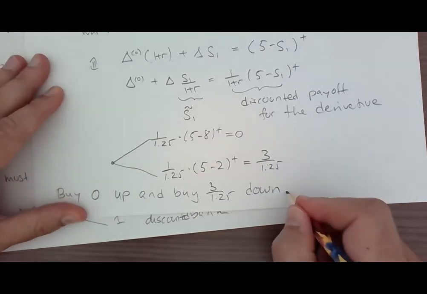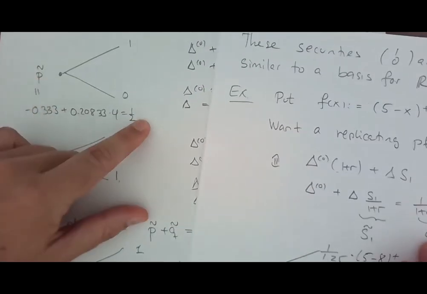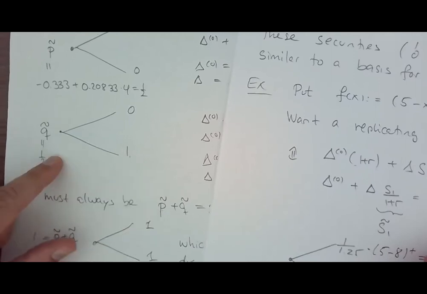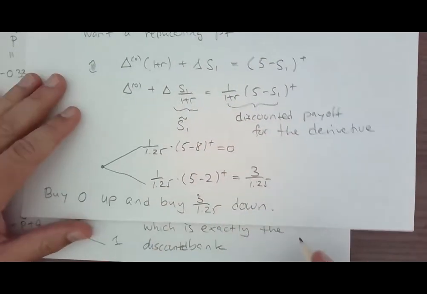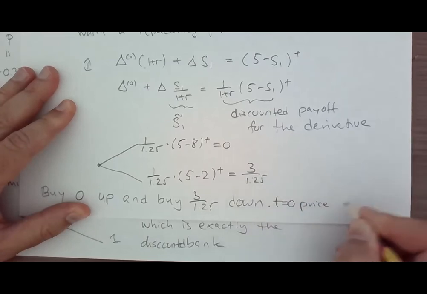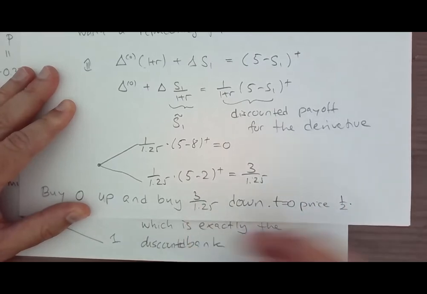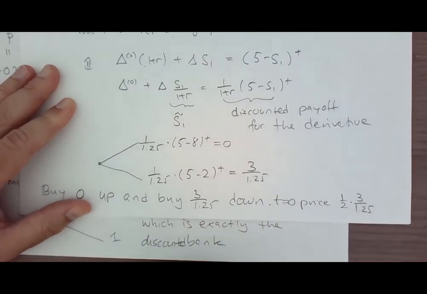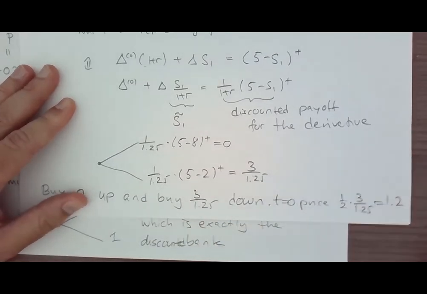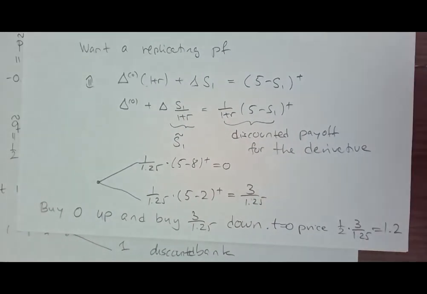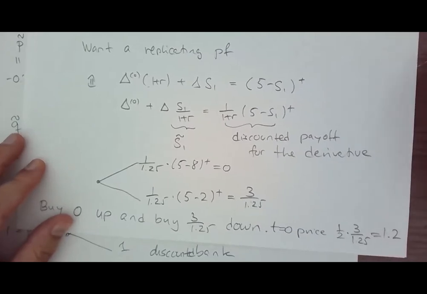Well, this is going to cost me, I don't buy any ups. The up ones had a price of a half. And what is the price of the down ones? This is also a half. And so the price is going to be 0 times a half plus a half times 3 divided by 1.25. And voila, this is exactly what it's supposed to be, 1.2, which is what we had already figured out earlier.